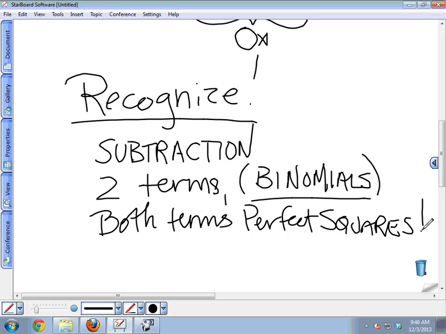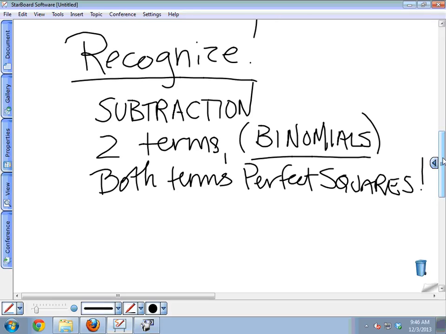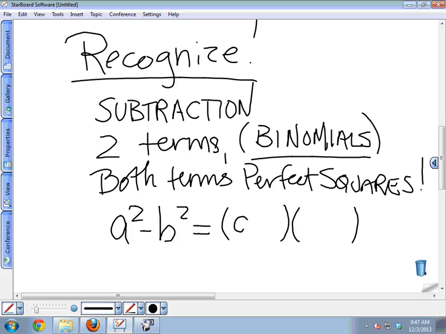Okay? When you recognize something like this, it's going to look like this: A squared minus B squared. And what is that? It's going to factor into the product of two binomials, the first of which will be A plus B and the other A minus B. Okay? What did I do?